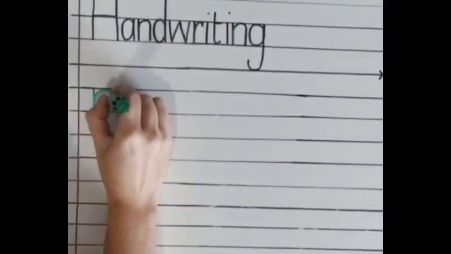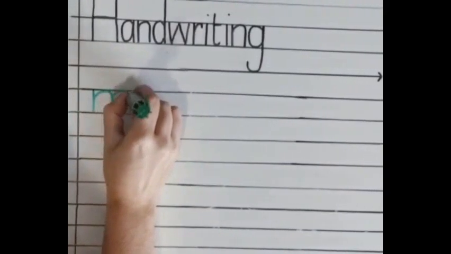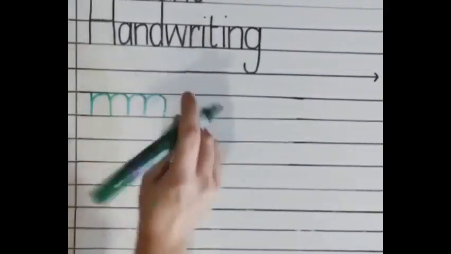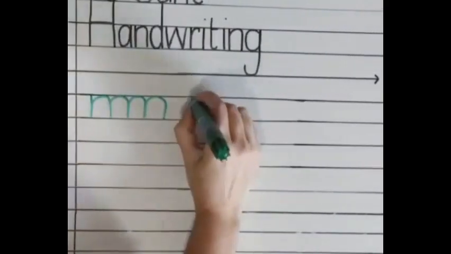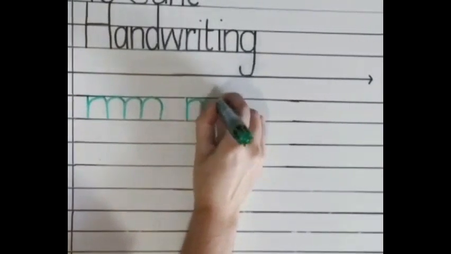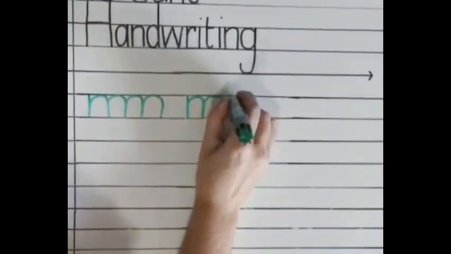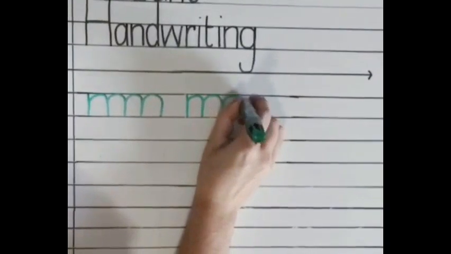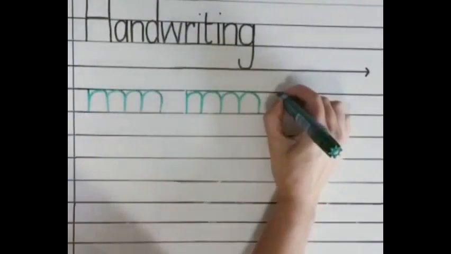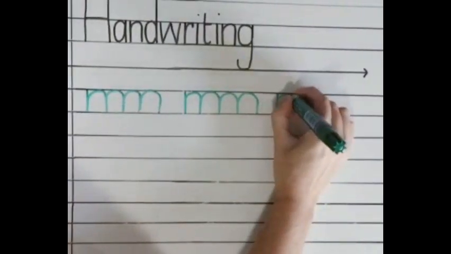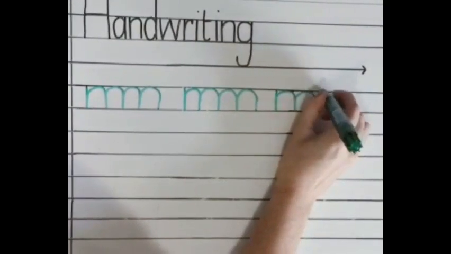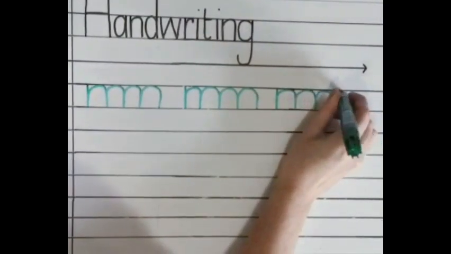Now let's do this in our workbooks. You are going to do this the same as last time. You are going to do 4 of the pattern followed by a finger space. You're going to go down, up and around. Try to do at least 2 patterns per line.